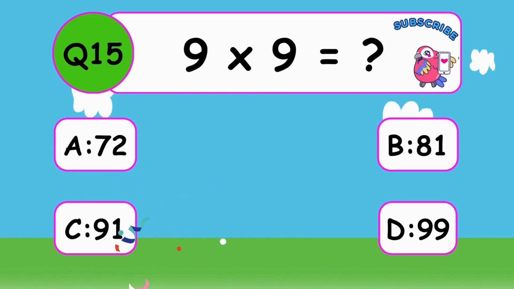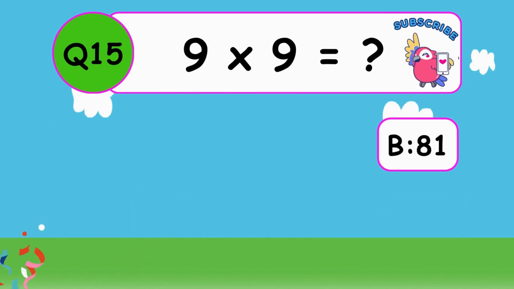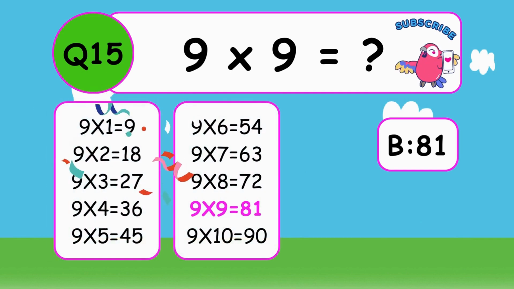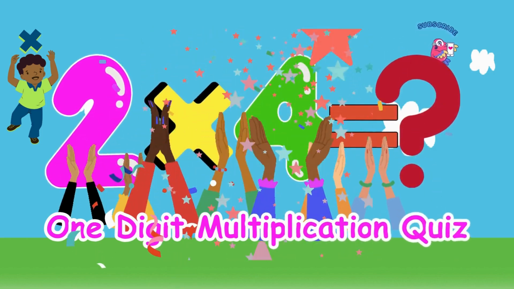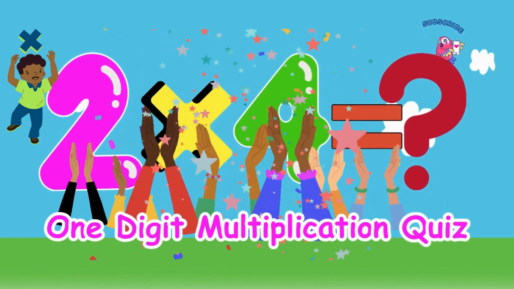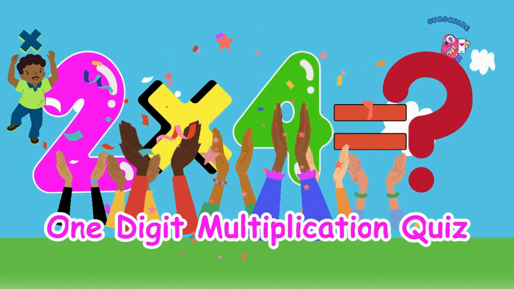The correct answer is B, 81. 9 times 9 is equal to 81. Awesome! You have completed all 15 multiplication questions. How many did you get right?